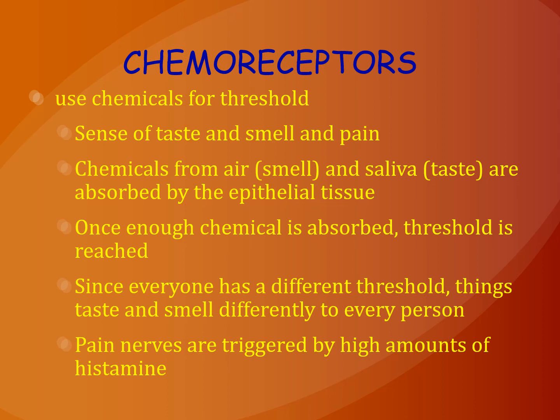So chemoreceptors. In the case of our sense of smell, chemicals from the air get absorbed by the epithelial tissue inside of our nose. When we absorb enough chemical, it allows us to smell. Saliva has chemicals in it, and our taste buds will absorb these chemicals. And when we absorb enough of them, we reach threshold and we can taste something. Okay? And since everyone has a different threshold, people taste and smell things differently. And again, pain nerves are triggered by high amounts of histamine. We talked more about pain and the role of histamine when we did the immune system.